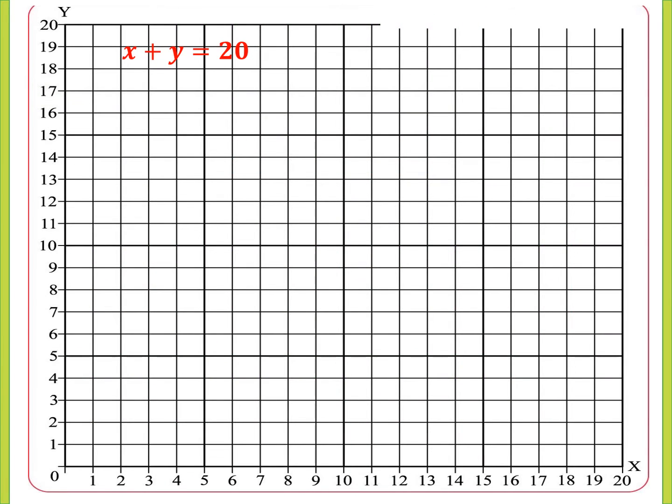So let us graph x + y = 20. Here we plot the points 1, 19; 2, 18; 3, 17; 4, 16; 5, 15; 6, 14; 7, 13; 8, 12; 9, 11; 10, 10; 11, 9; 12, 8; 13, 7; 14, 6; 15, 5; 16, 4; 17, 3; 18, 2; 19, 1.